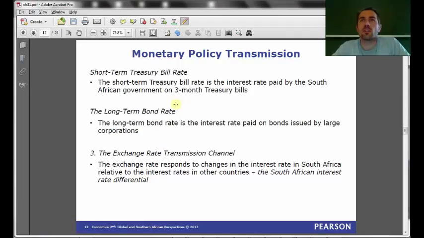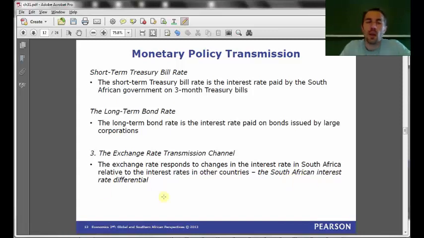Okay, so you can see that there is a transmission mechanism, and it goes not only through banks but also through markets. Then we have an exchange rate transmission channel, and we'll talk more about that tomorrow. But essentially, the exchange rate responds to changes in the interest rates in South Africa relative to the interest rates in other countries. We call that the South African interest rate differential.